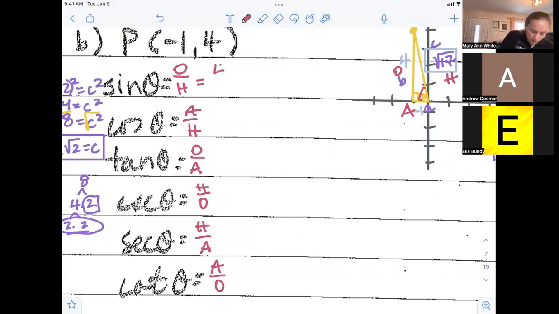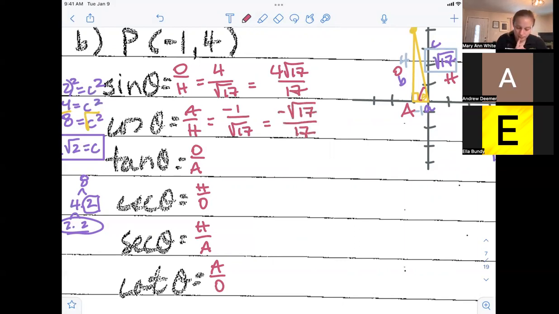Opposite is 4. Hypotenuse is √17, so 4 root 17 over 17. Cosine, -1 over √17. You don't need that -1 out front. Negative √17 over 17. And then O over H is 4 over -1, which is just -4.